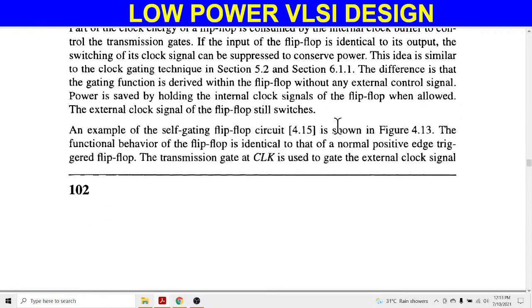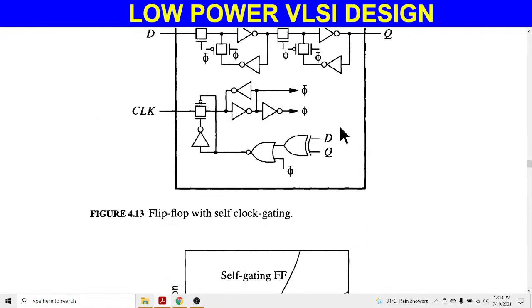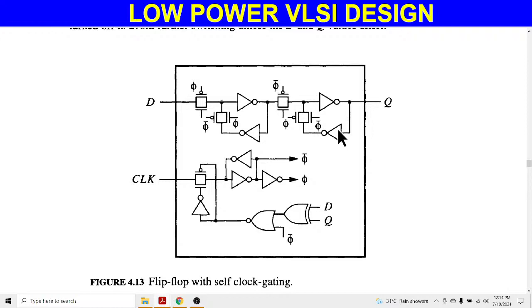Okay, now self-gating flip-flop. These are examples of a self-gating flip-flop. Now what is the meaning of self-gating flip-flop? We know that when we provide input, according to the input the flip-flop works. But the flip-flop also needs a clock pulse. So when we provide clock pulse and data input, according to these inputs we get the output.